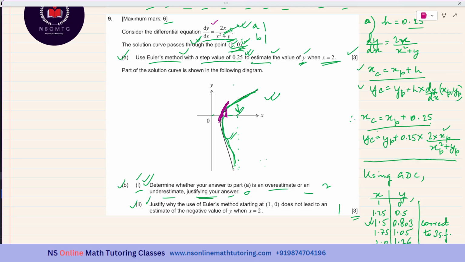See, the tangent line is over here, which is above the graph. So the corresponding y value that Euler's method will be giving will be the point which is on the tangent line. It will be reading the y value of the point on the tangent line. And since the tangent line is above the graph, the y value will definitely be more than the actual y value. So this happens whenever the graph is concave down. Euler's method will always give you an overestimated value. And the opposite thing happens when the graph is concave up.